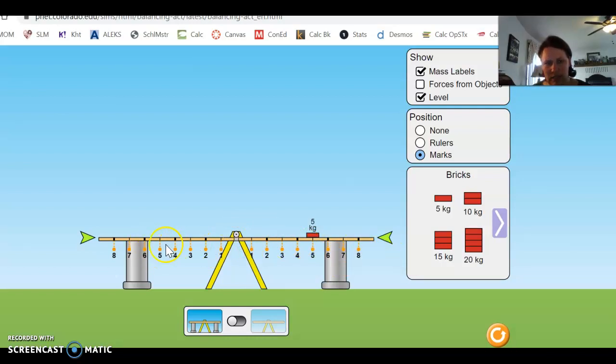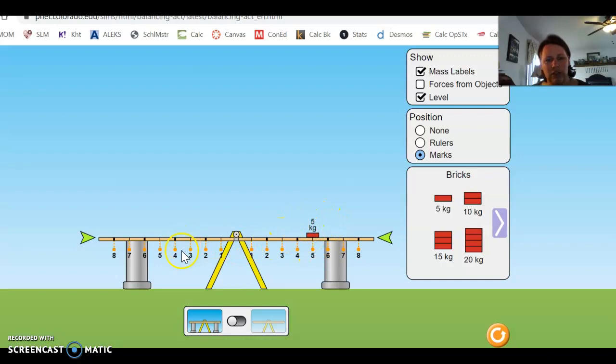And what am I going to need to put on the other side to make this balance out? I could put another 5 kilograms at 5 here. Of course, obviously that would center it out. But we want to look at what happens with different sizes and different distances as well. So the moment that I have on here right now is 5 kilograms times a position of 5, which gives me 25. So this is what we consider a moment of 25.